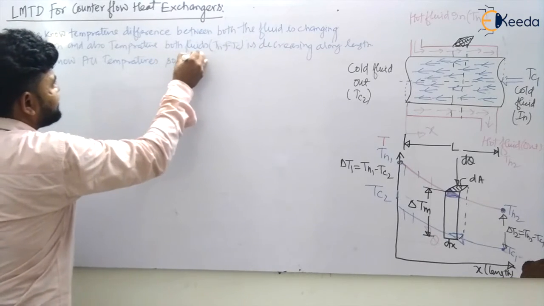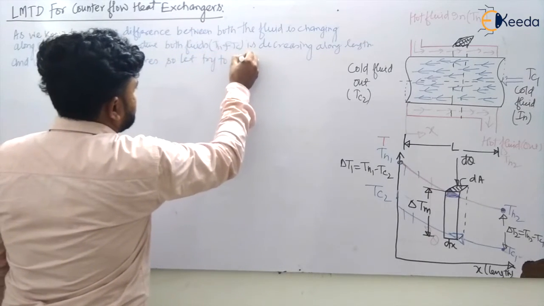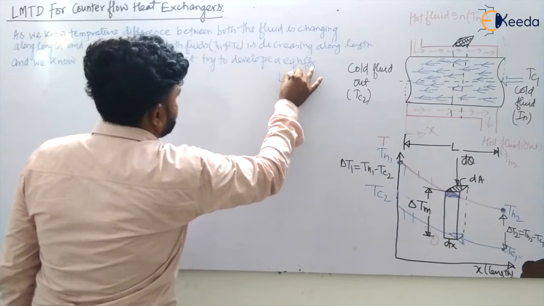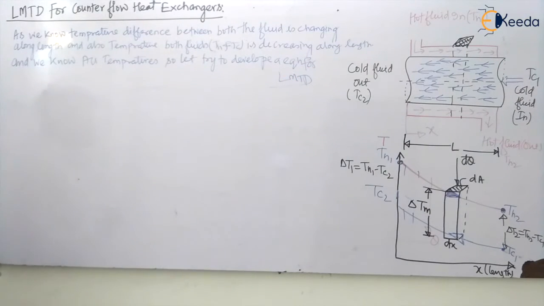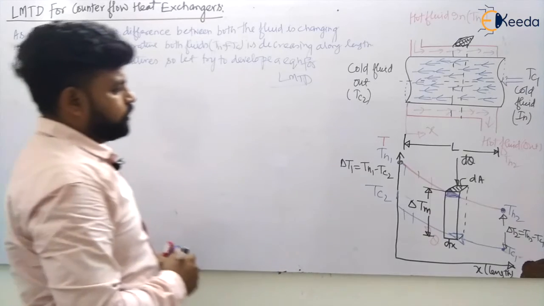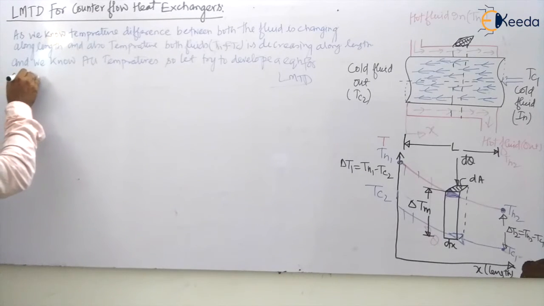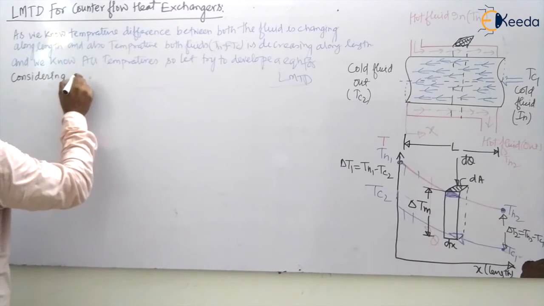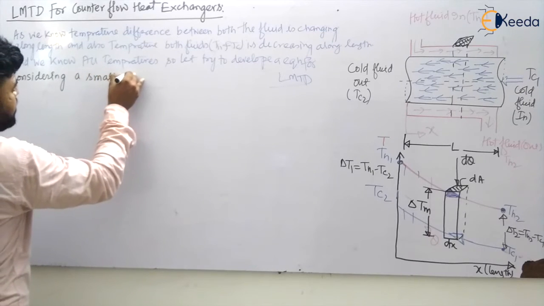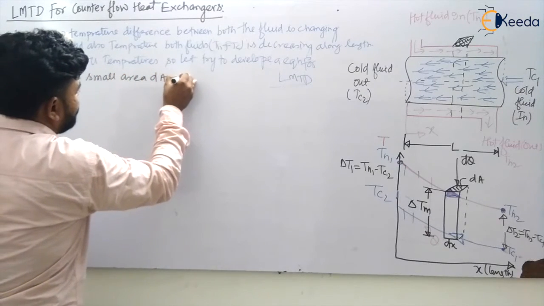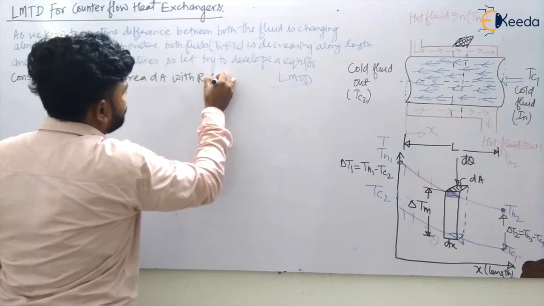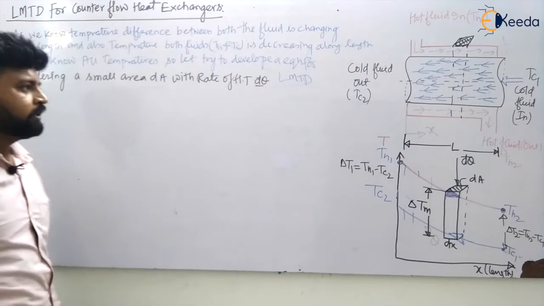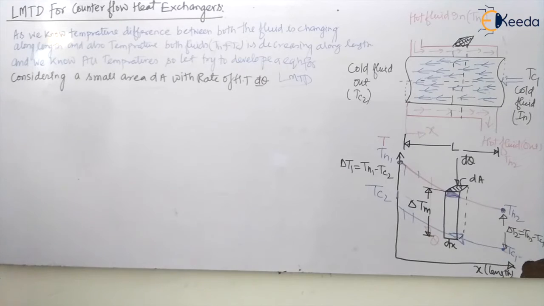So let us try to develop an equation for LMTD, my dear students. LMTD, that is log mean temperature difference for counter flow. Now let us take, considering a small area dA with rate of heat transfer dq, my dear students. Okay, now rate of heat transfer dq.